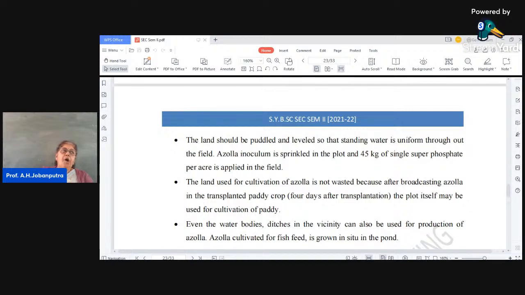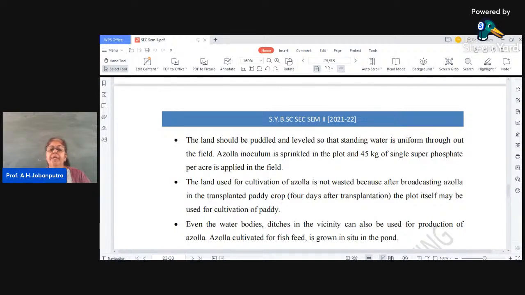Properly. You should have a uniform layer of water in it. So to have a uniform layer of water, you should have a bottom which is very plain, and then in that you will add the standing water.